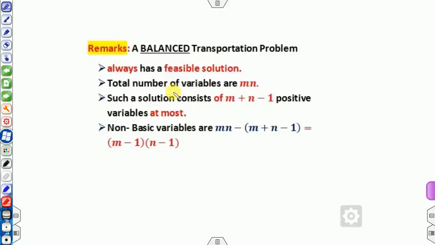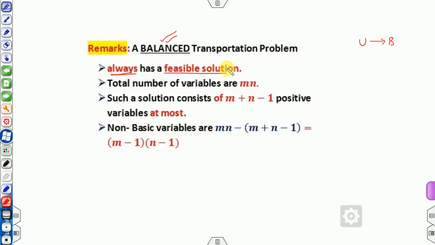What is the remark of that? Because this talk is only an introduction, these are the basic things. So remember, I just focused on the balance. Whenever you convert an unbalanced problem to a balanced one, it always has a feasible solution.